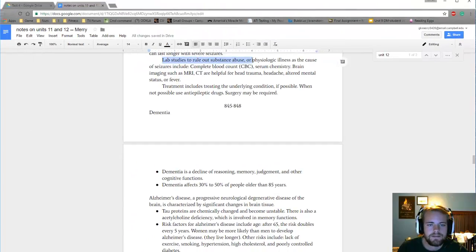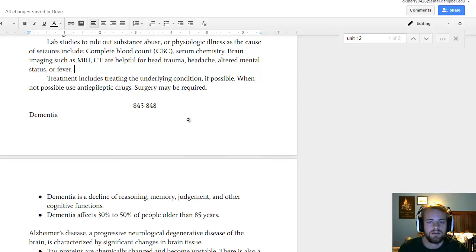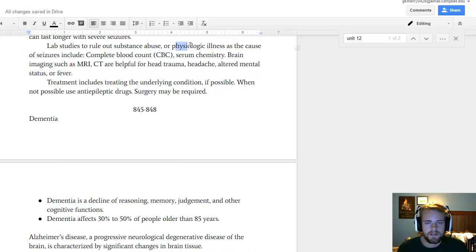Lab studies to rule out substance abuse or physiological illness as the cause of seizure include CBC, serum chemistry, brain imaging such as MRI, CT, and fever. Brain imaging such as MRI and CT are helpful for head trauma. So, physiological illness, CBC, MRI, CT for head trauma.